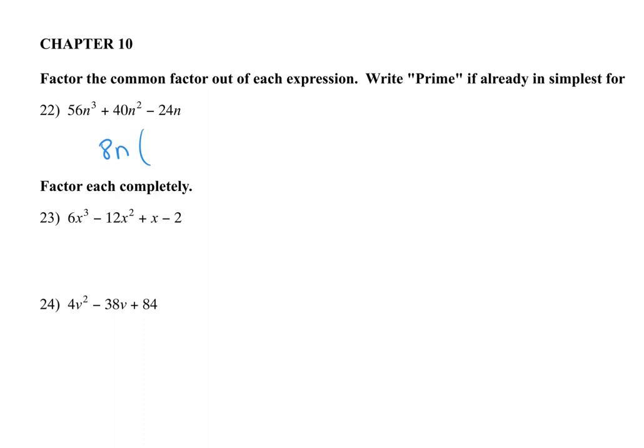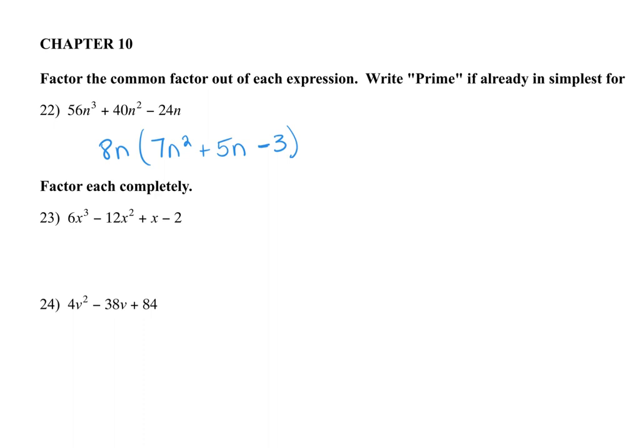56 divided by 8 is 7. I had n cubed. I took out one of them. I have n squared. Plus 40 divided by 8 is 5. I had 2 n's, I took out 1. And then 24, remember this is a minus, 24 divided by 8 is 3. I had 1 n, I took out 1, I don't have any left. That's all you have to do if it says take out the common factor, okay? You don't have to unfoil it, right? They just want a common factor.